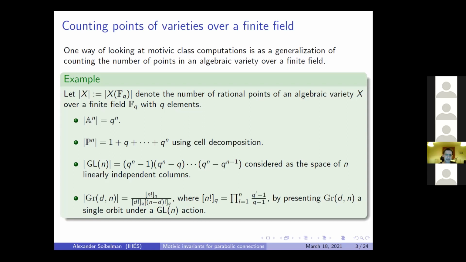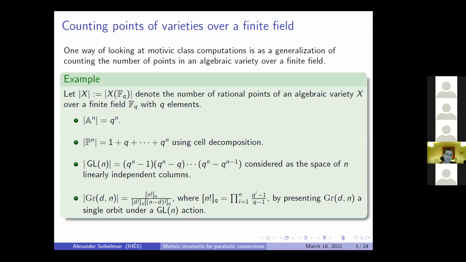If you have n-dimensional projective space, you can decompose it into a disjoint union of affine cells, one in each dimension up to n, and then add up the number of points in each cell to get that the number of points in P^n is 1 + q + and so on, plus q^n.